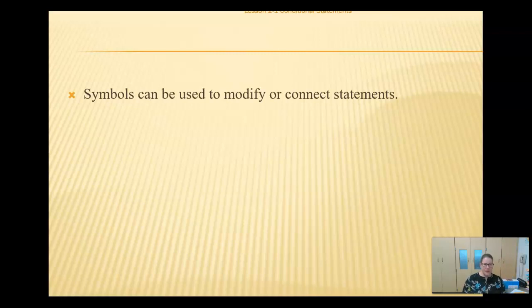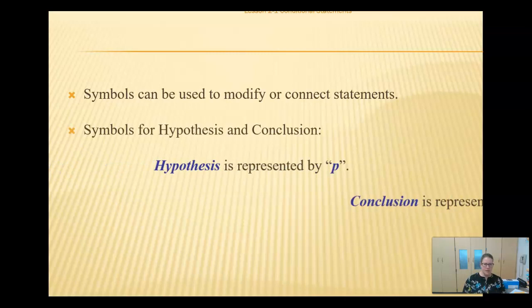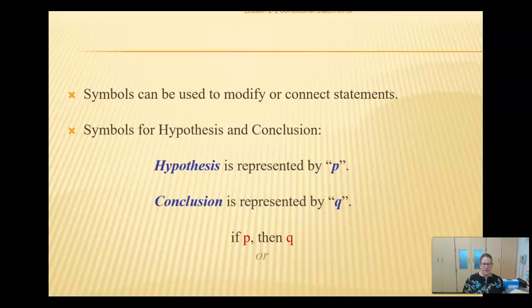I guess before we do that, we're going to look at the symbols that we may sometimes use. So sometimes we use the symbols P for hypothesis and Q for conclusion. Our statement would look like if P, then Q, or that P implies Q. So as we go through these, if you were wanting to write it in shorthand, you could say P is equal to this hypothesis, and you could underline what P is equal to, and then Q is the conclusion, and you could underline what that is. That would just give you a shorthand way to write it.